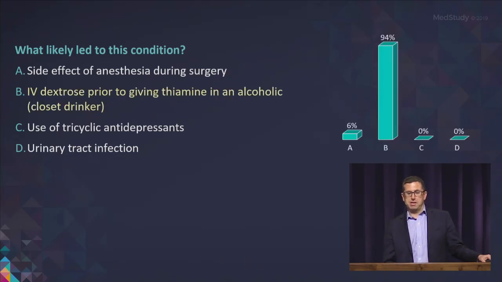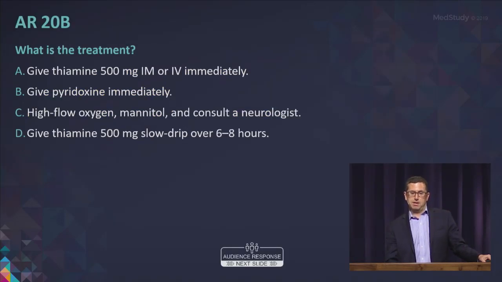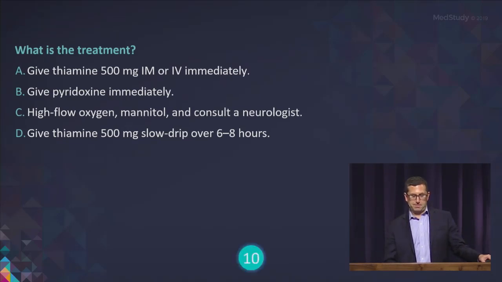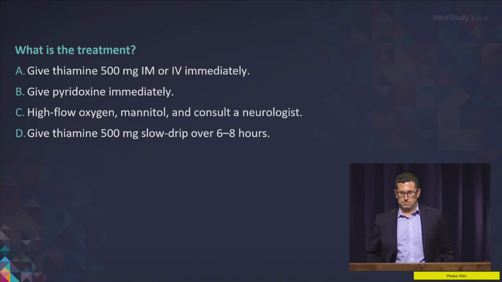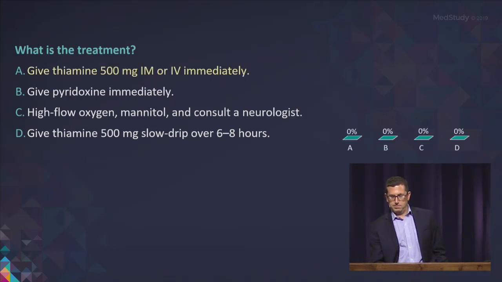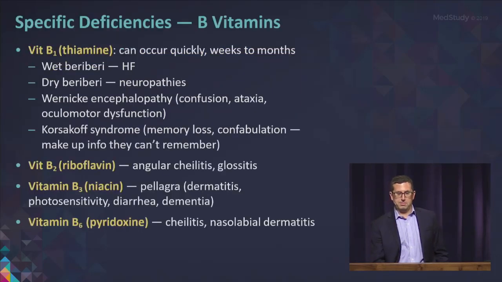Right, so everyone got this. So this is pretty typical of thiamine deficiency. And what is the treatment? Give thiamine immediately, give pyridoxine immediately, high flow oxygen, mannitol, and neuro consult, or give thiamine slow drip. Right, so you got to treat this immediately.